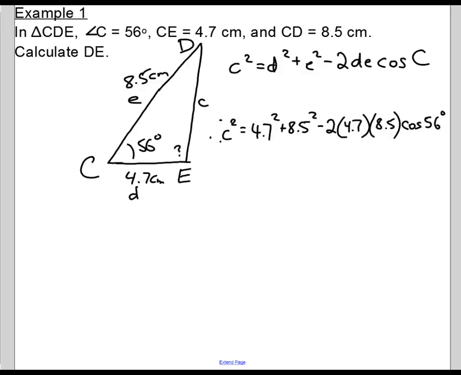Okay, again, with this type of problem, I would work out everything from 2 d e cos C, and I would provide that as a value. I would work out 8.5 squared, I would work out 4.7 squared, and then my next line, as it showed before, would have three numbers. That's still equal to c squared. Then I would add those and subtract the last one, and then finally evaluate the square root.